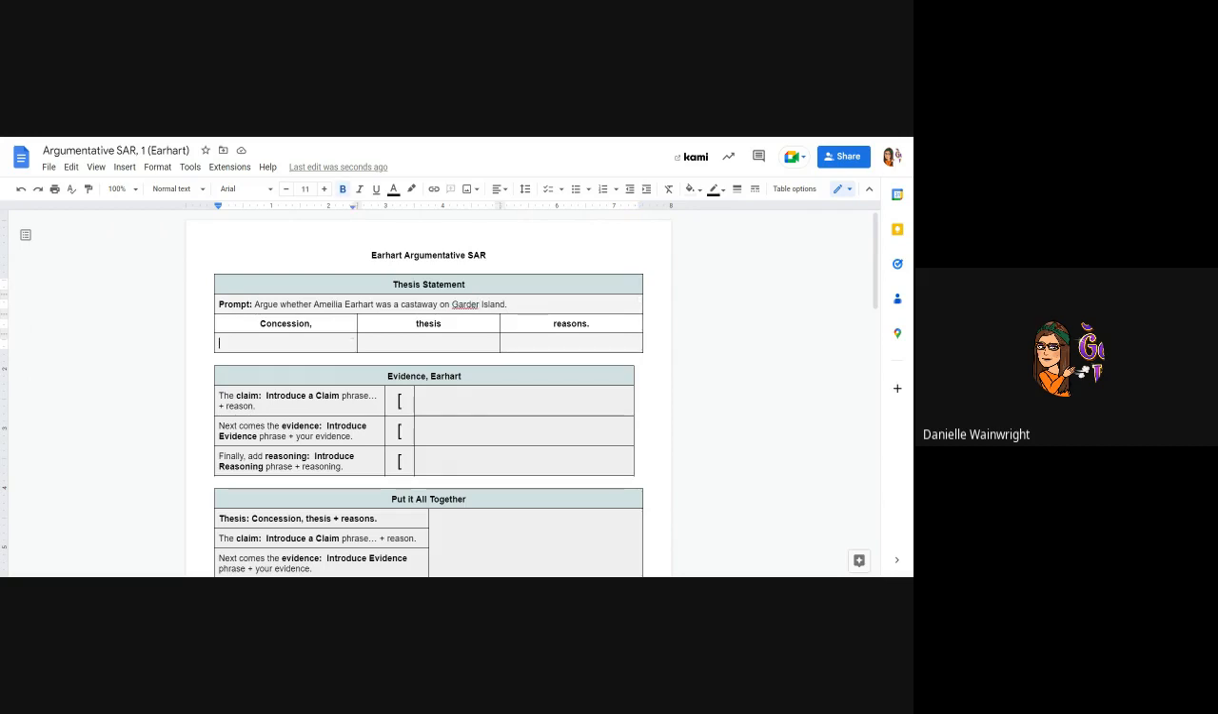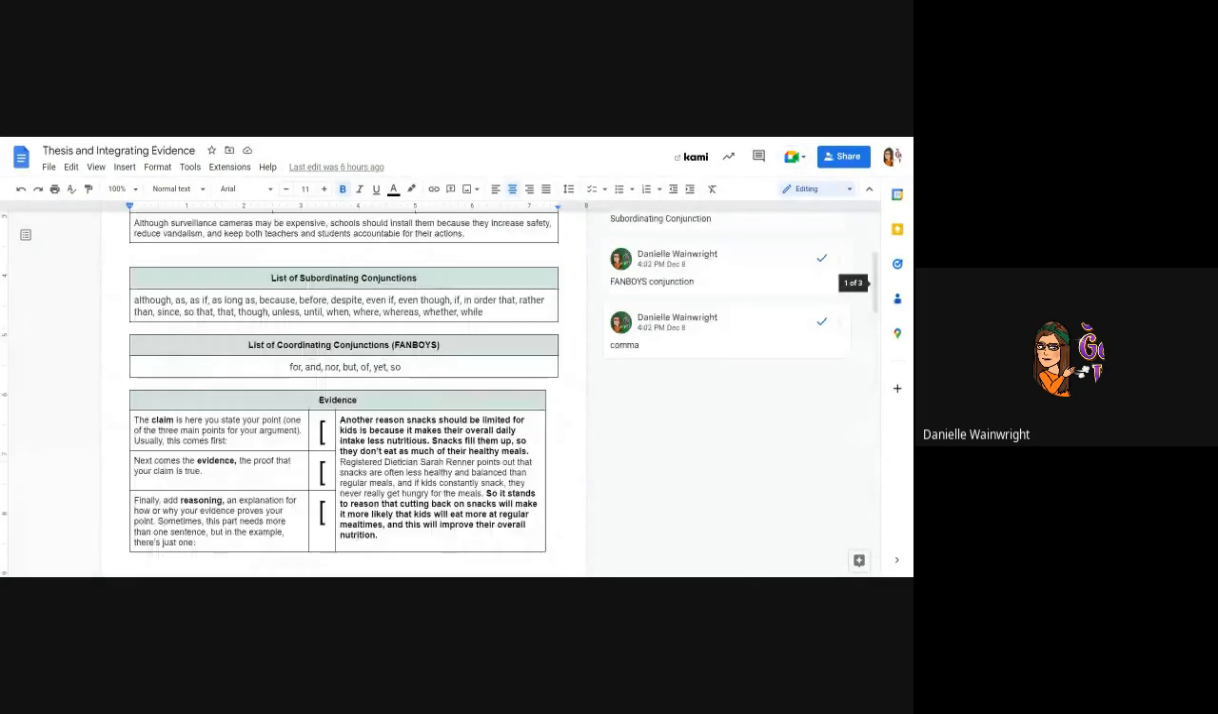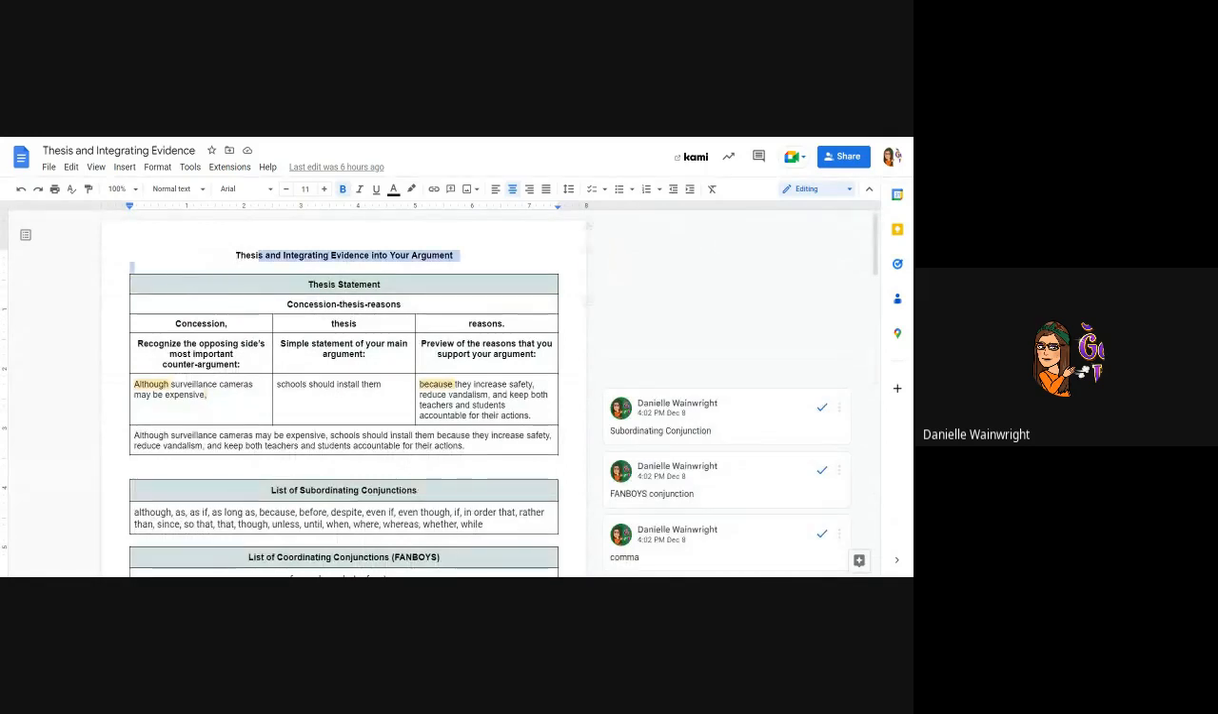Well, the first thing is we need to do our thesis statement, which is the concession thesis reason. So let's look at our thesis statement. Okay, so thesis and integrating evidence. This is a handout that you have and that you are going to need a bunch. So make sure it's available to you, that you have it ready.